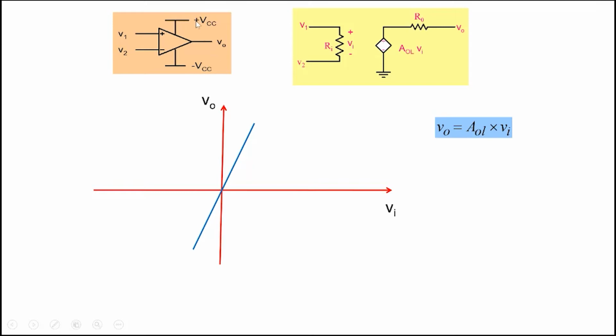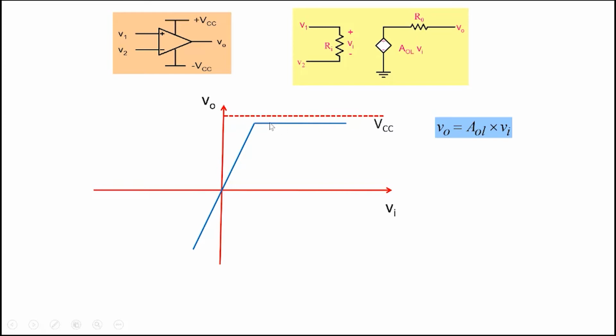So an example, this could be plus 12 volt and this could be minus 12 volt. These supply voltages impose a limit on how large or how low V0 can be. As you increase Vi, eventually the output will saturate. It cannot go beyond the supply voltage on the positive side. Similarly on the negative side, and often you cannot even reach the VCC value here. You'll reach very close to it.